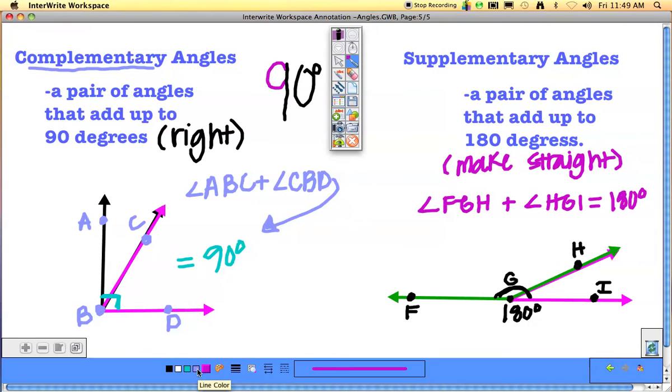And there's a trick for supplementary. We can say the S for supplementary. You can change that S into an 8 and put a 1 and a 0 to help you remember that it's supposed to add up to 180 degrees. Okay, so I think that's a pretty cool trick, and that helps me remember too.